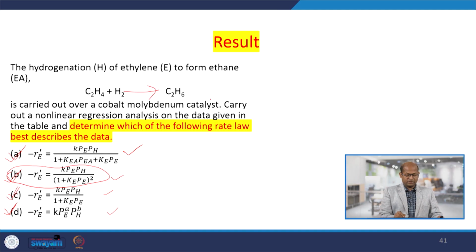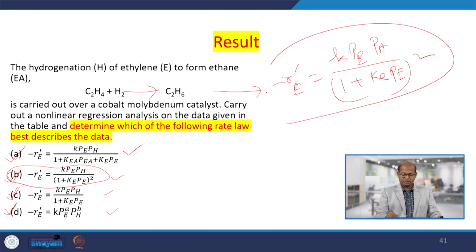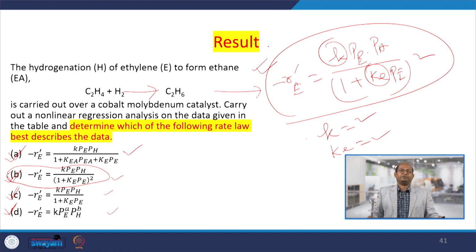So, we can say that for this particular reaction, the rate is K P divided by 1 plus K P squared. Here the model parameters, the small k value and the K value, we have evaluated, so these values we can put. We can say that the model is fitted well with the experimental results, therefore we should accept model B, or rate equation B, for this particular reaction.